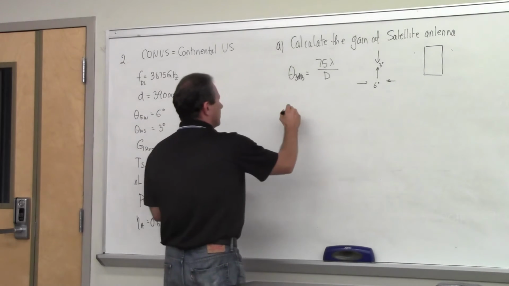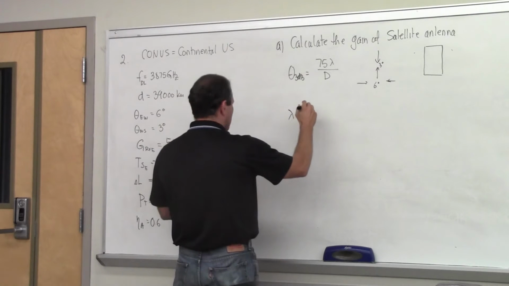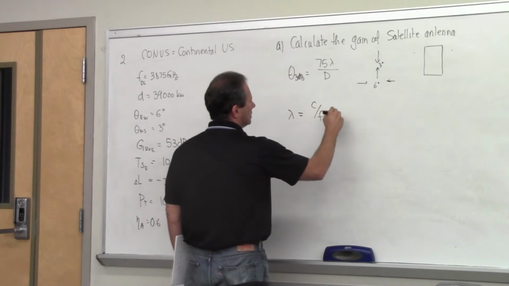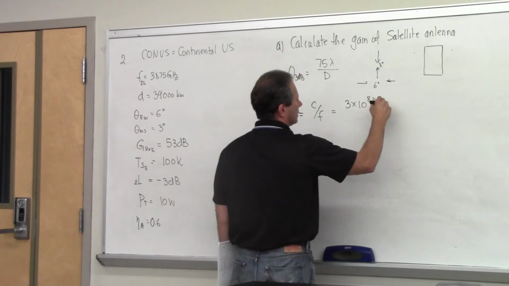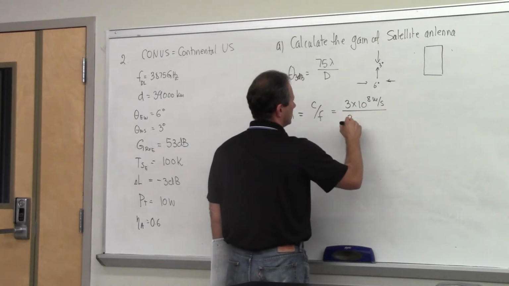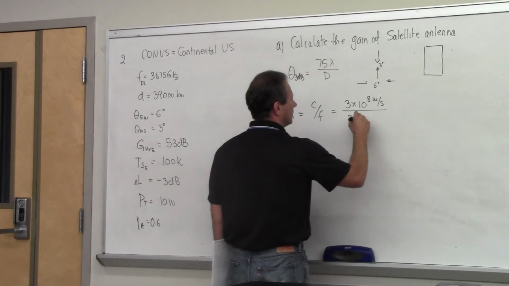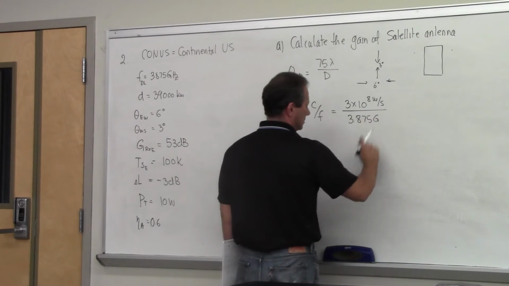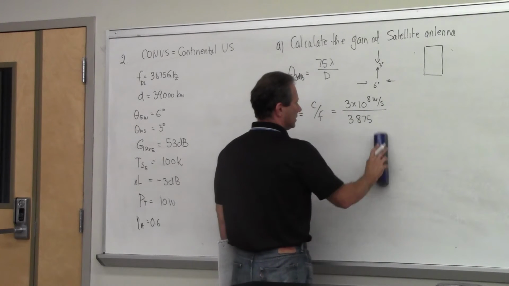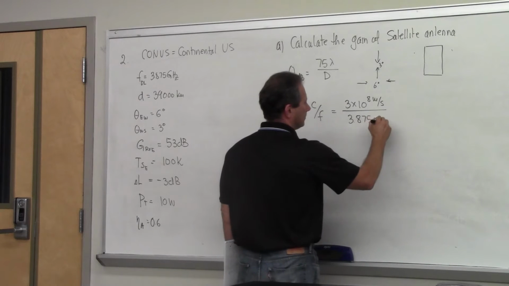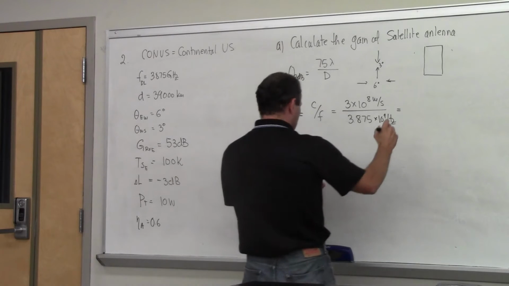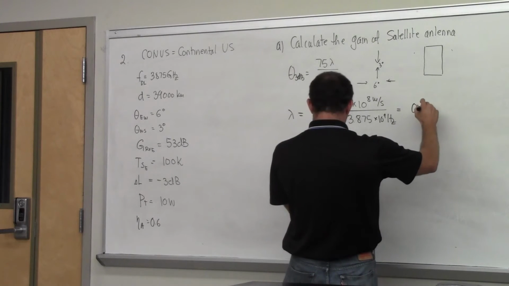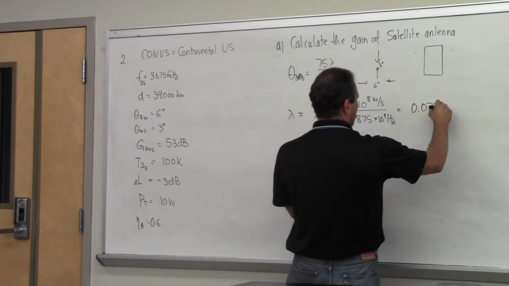So first things first, let's calculate lambda. Lambda is C over F. In our case, this becomes 3 times 10 to the 8 meters per second divided by the frequency, 3.875 gigahertz, or 3.875 times 10 to the 9 hertz, and this gives you a lambda of 0.0774 meters.